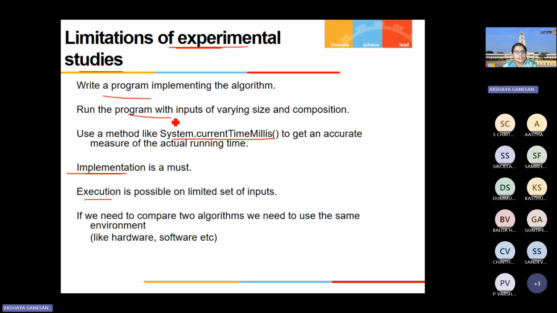And if you need to compare two algorithms, you should use the same environment, but mostly the same environment is hard to replicate. Your system and my system might be different. Hardware and software requirements might be different, or the number of programs I'm running on my system might be different. So there are various factors which make it difficult to compare two algorithms by experimental studies.